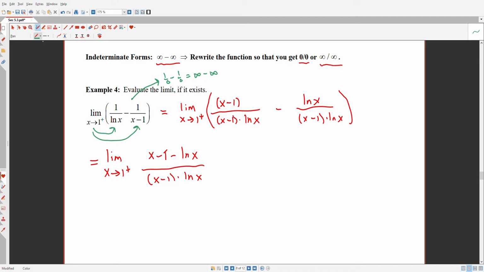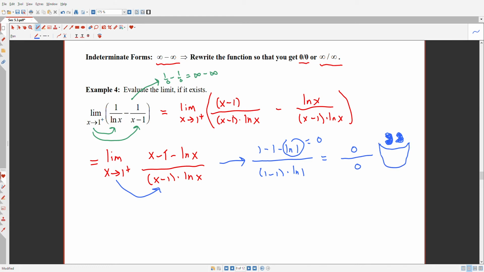But now, if I plug in at this step, after rewriting, I got to be careful plugging in. If I plug in 1 for x on the top, I'll get 1 minus natural log of 1, all divided by 1 minus 1 times natural log of 1. Well, 1 minus 1 is 0, and the natural log of 1 is 0. So I get 0, and on the denominator I get 0, and now you're super happy, right? You're happy at seeing 0 over 0, because you get to use L'Hopital's rule.